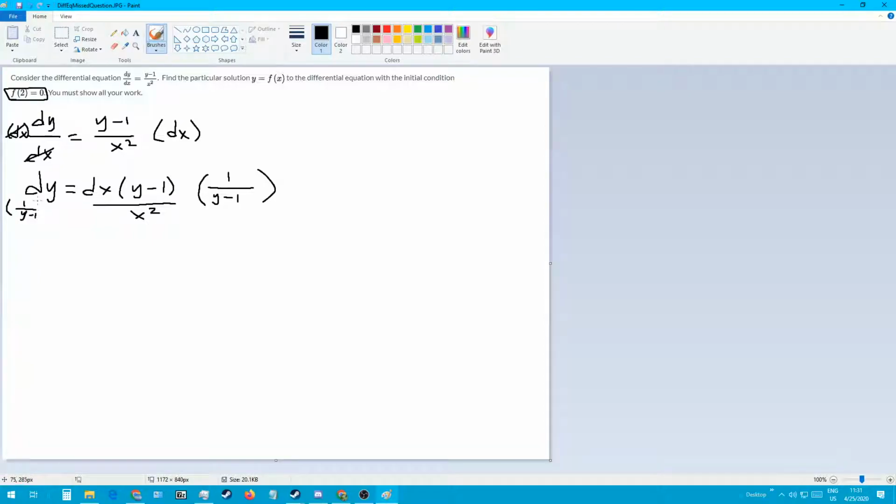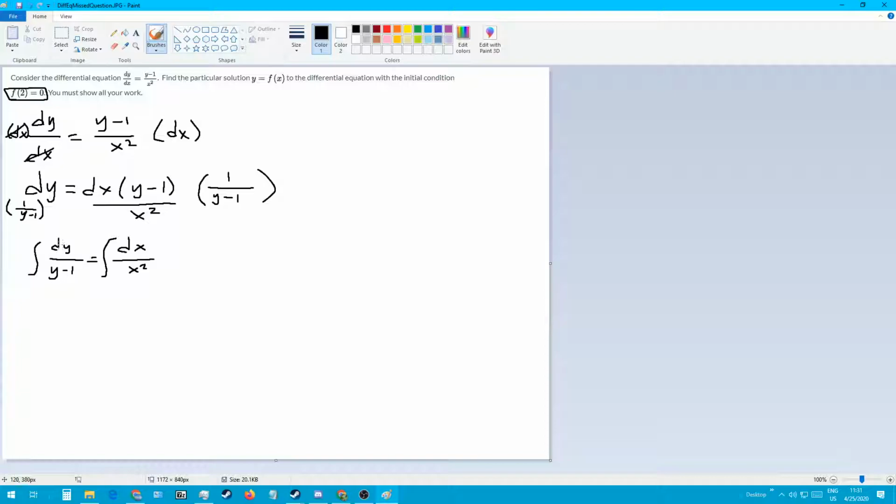Just gonna write this under here. It doesn't have to be the best quality. So we get our equation here: dy over y minus 1 equals dx over x squared. From here we can integrate both sides because they are with respect to the same variable.